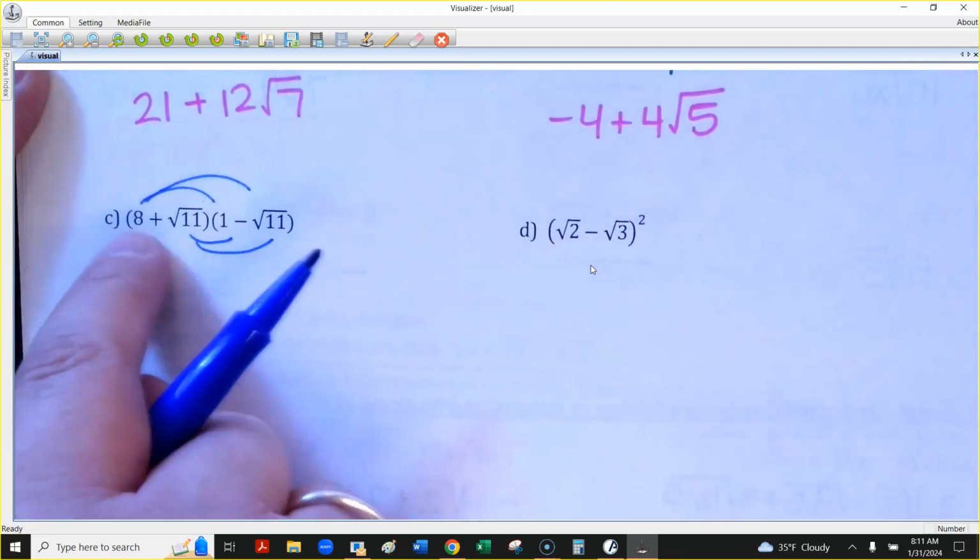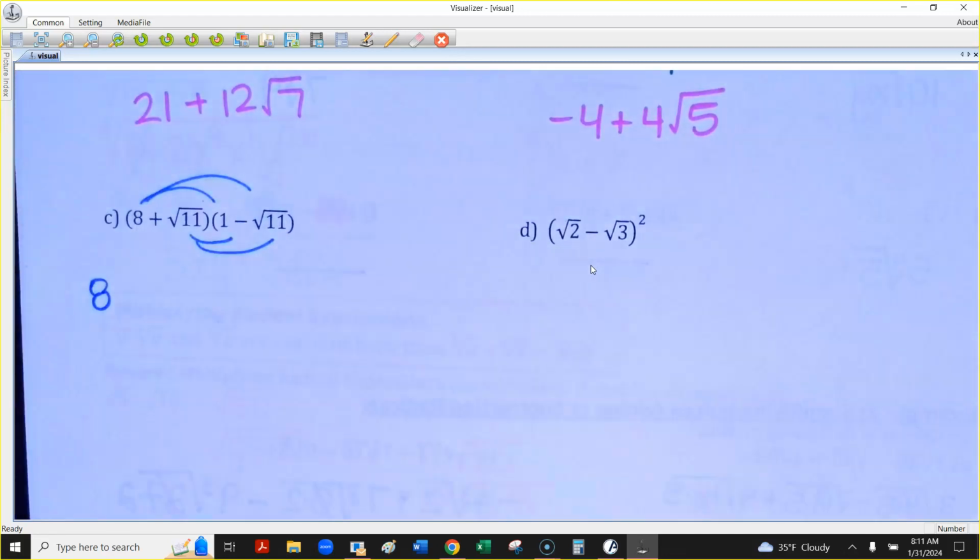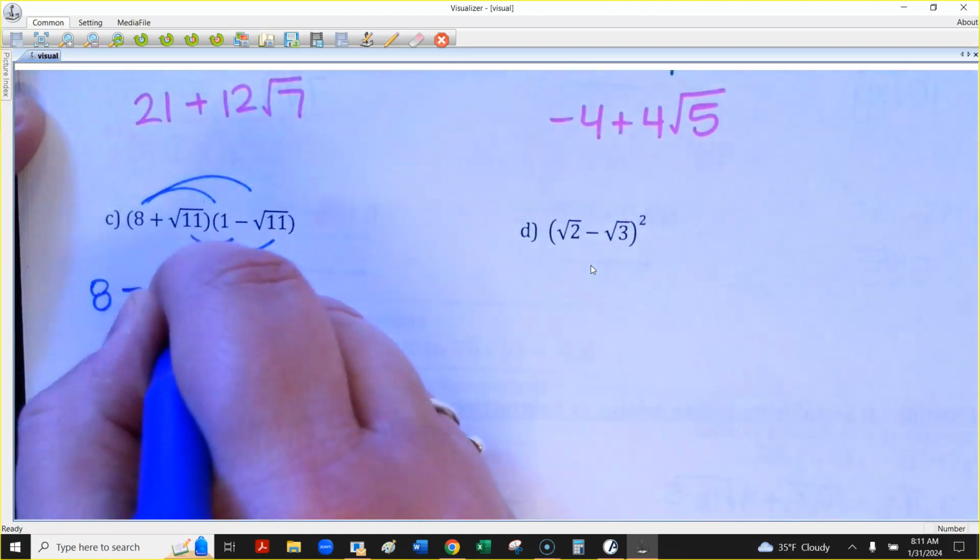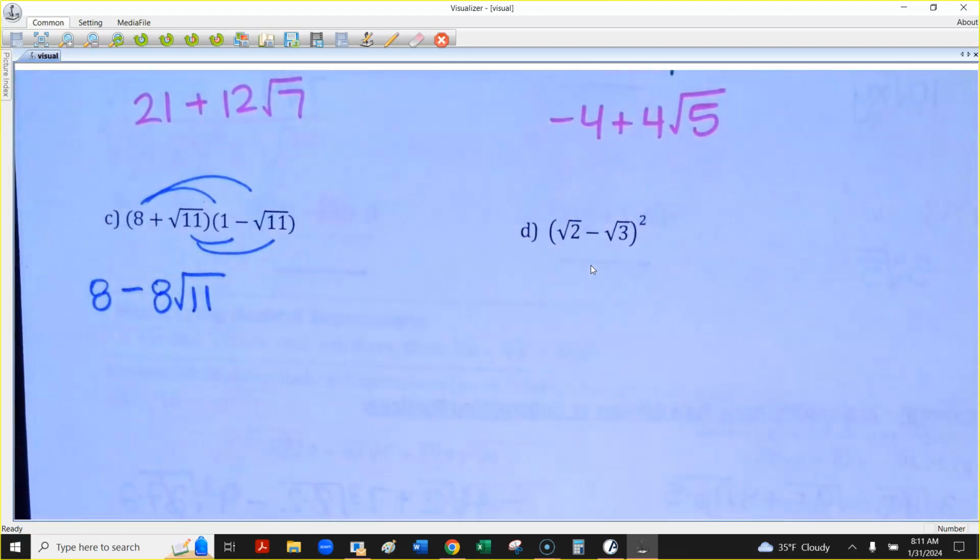So 8 times 1 is 8. Now, if you do 8 times that negative square root of 11, I just put a little subtraction sign, and then you just put the 8 in front and let the radical 11 follow. The reason for that, put the number in front, again, is just so you don't think the 8 is underneath the radical with the 11. So just put that in front.